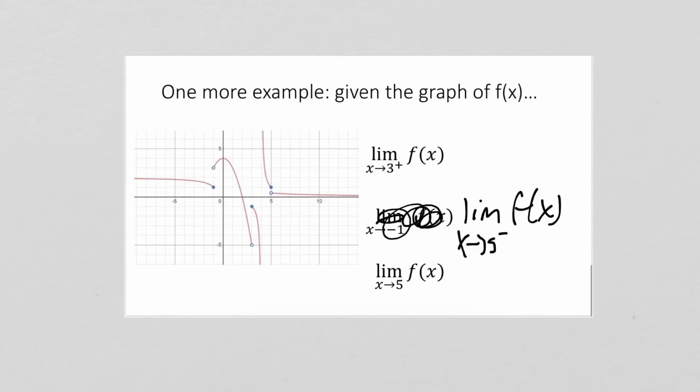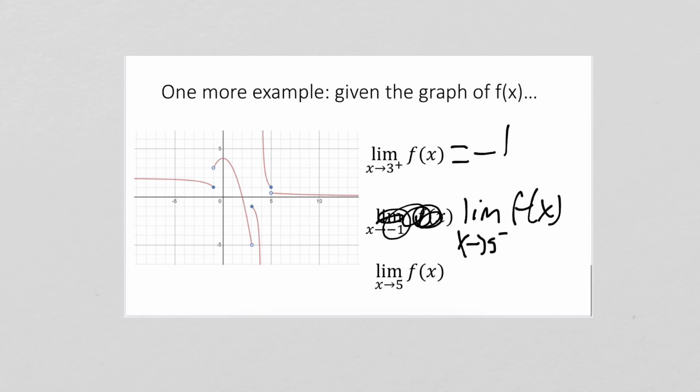One more example. Let's do the limit as x approaches 3 from the right. You can pause this if you want to try to do it by yourself, or you can just watch me. So let's go to x equals 3. 1, 2, 3. So we approach 3 from the right. It seems like we're approaching negative 1. Negative 1, 2, 3, 4, 5. So yeah, that's negative 1.